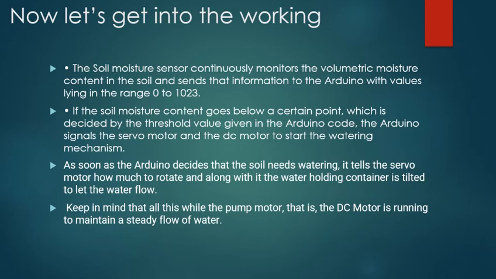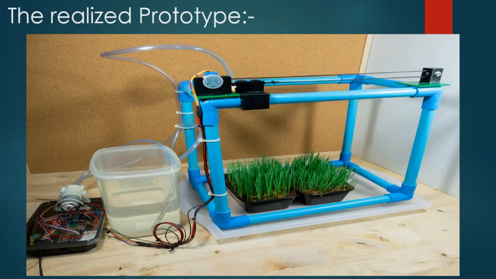As soon as the Arduino decides the soil needs watering, it tells the servo motor how much to rotate, along with the water holding container. It is tilted to let the water flow. Keep in mind that all this while the pump motor, that is the DC motor, is running to maintain a steady flow of water. This is the basic prototype of my project.